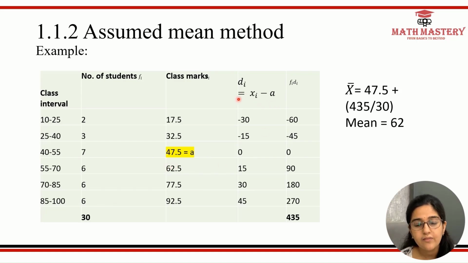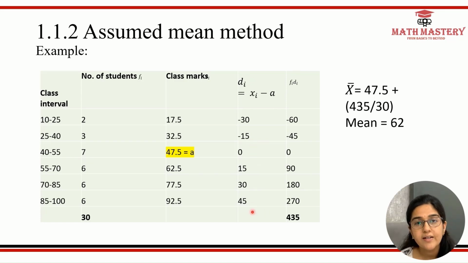Now what we have done, we have calculated di. di is equal to xi minus a, where xi is the class mark and a is the assumed mean. So 17.5 minus 47.5 is equal to minus 30. Similarly, 32.5 minus 47.5 is minus 15. And so on, we have calculated the di's.